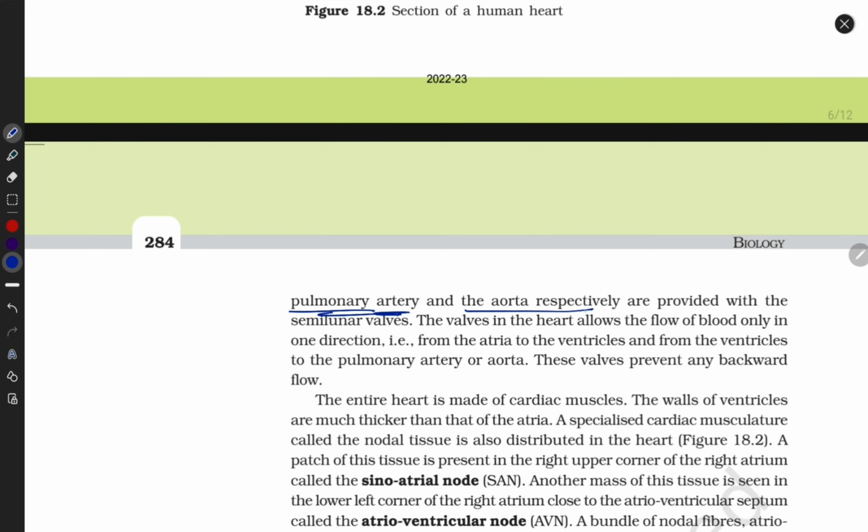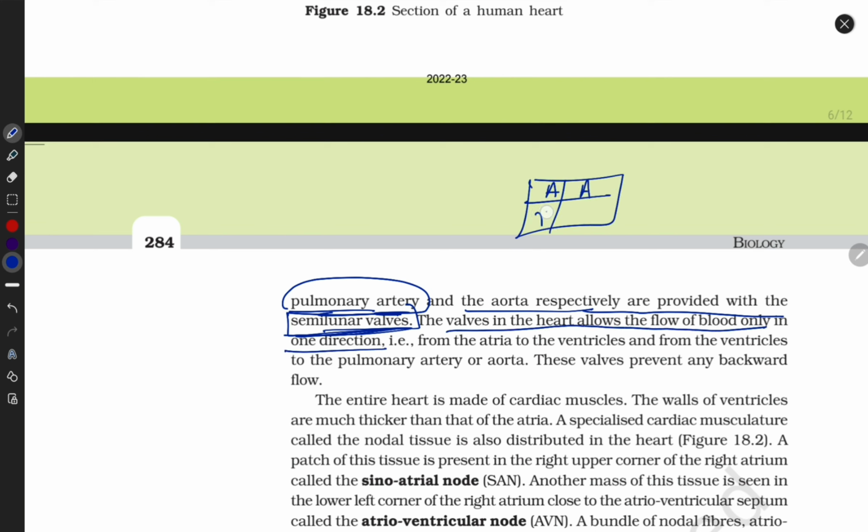pulmonary artery and aorta respectively are provided with the semilunar valve. The valve present between the ventricle and the pulmonary artery is called a semilunar valve. The valves in the heart allow the flow of blood only in one direction. Of course, these are atrium and these are ventricle. There is tricuspid and there is bicuspid. They flow unidirectionally, up to down. That's it. Not in this direction, no.